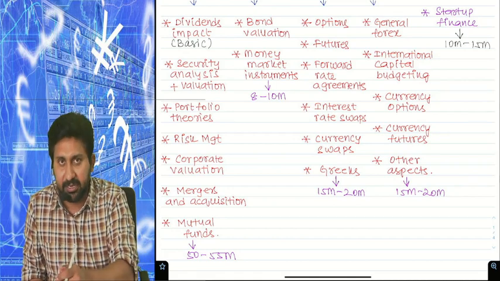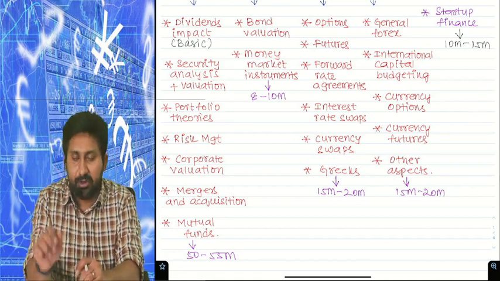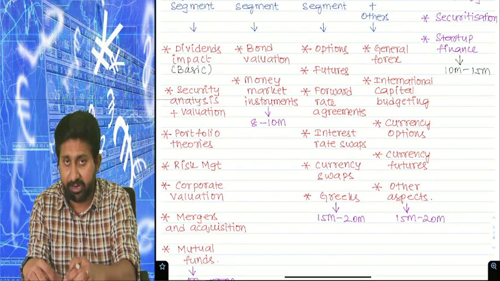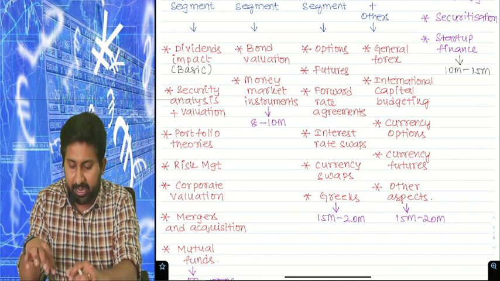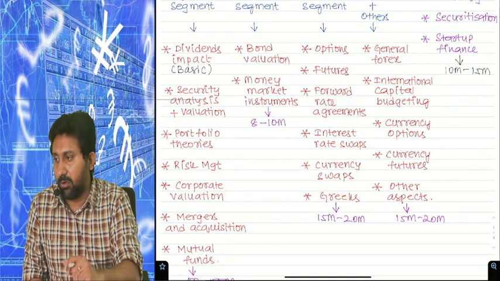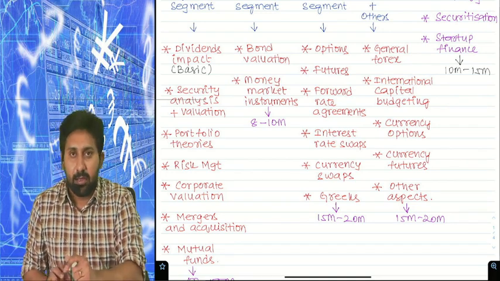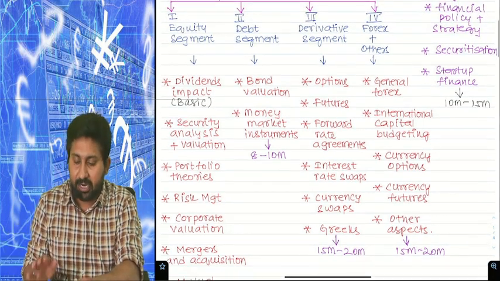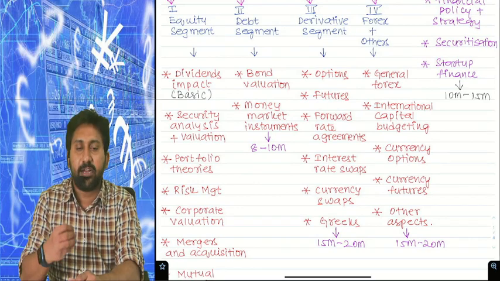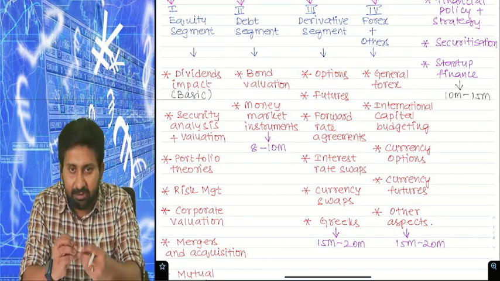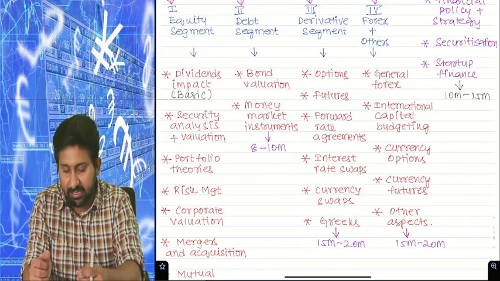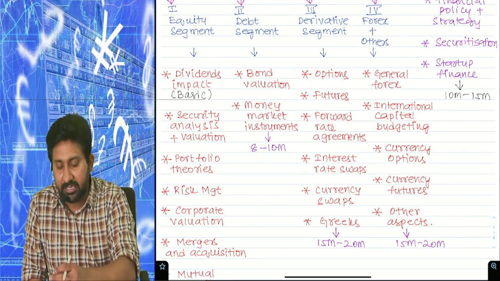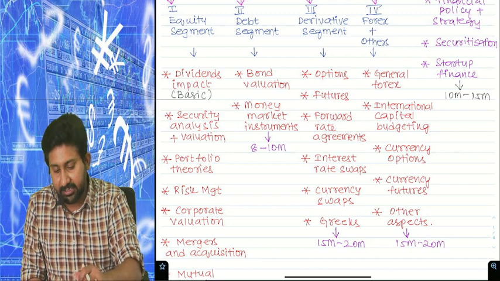First one is the dividends impact. Let us try to understand, there is no separate chapter as such with the name dividends impact. But why I kept this? You can see below the word basic. To understand the entire equity segment, first one should understand the cash flows generated by the equity share. The equity share generates a cash flow called dividend. So first we need to understand how the dividends are going to impact the share prices.